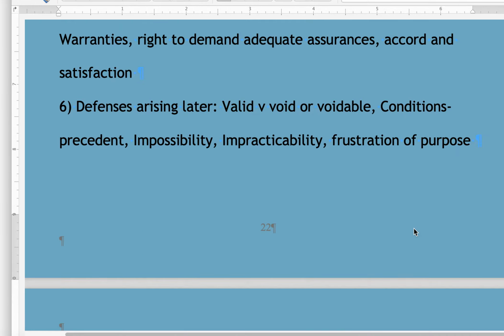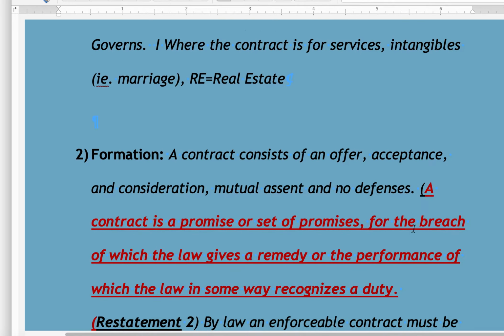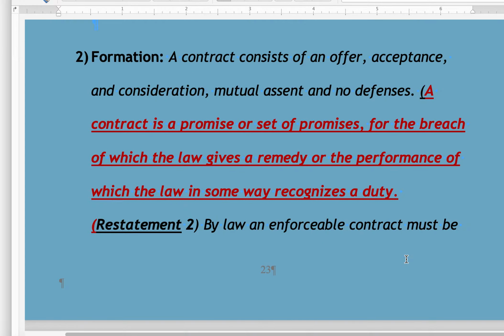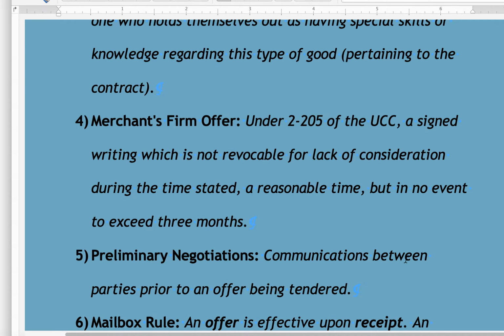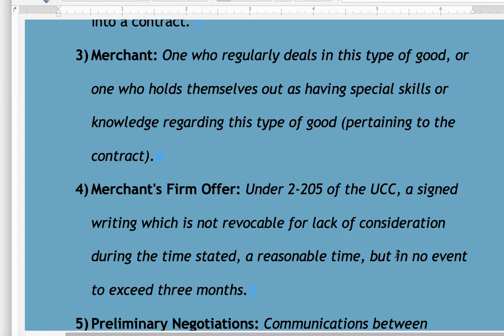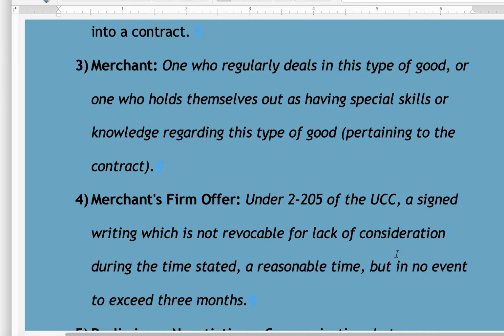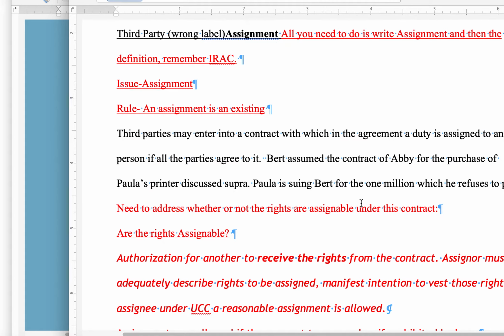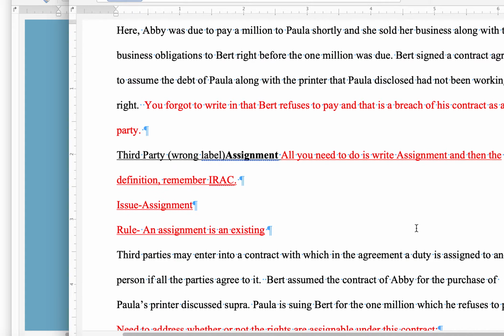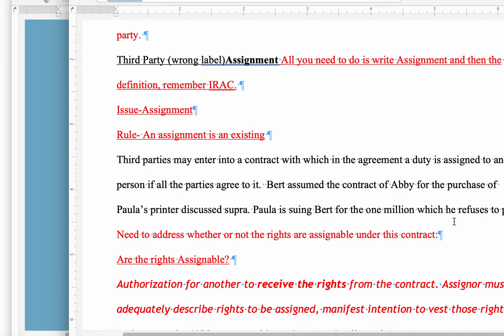So you go through here and you memorize your checklist. This is the definition I like to memorize: one who regularly deals in this type of good, or one who holds themselves out as having a special skill or knowledge regarding this type of good pertaining to the contract. Now, each of them had a slightly different rule written down. Close enough.